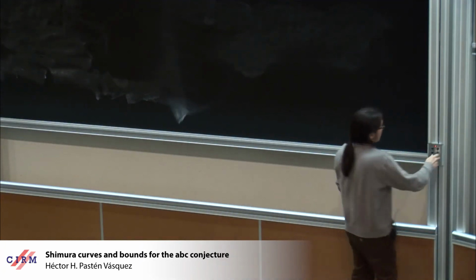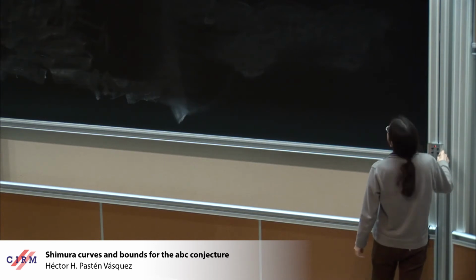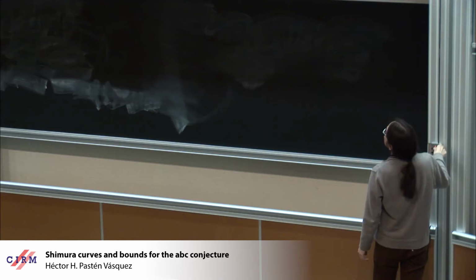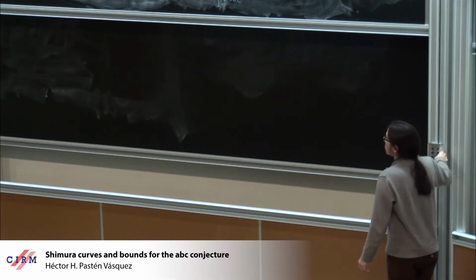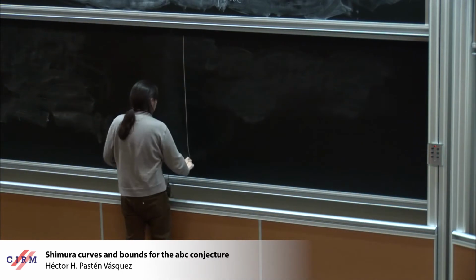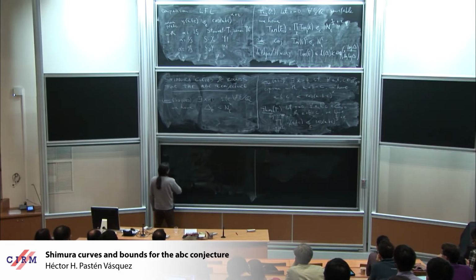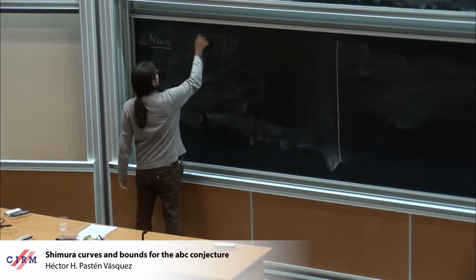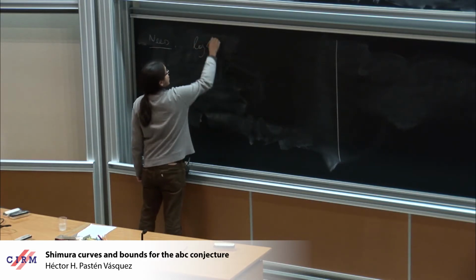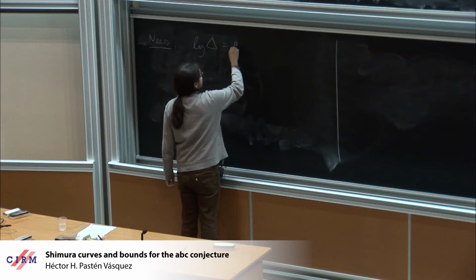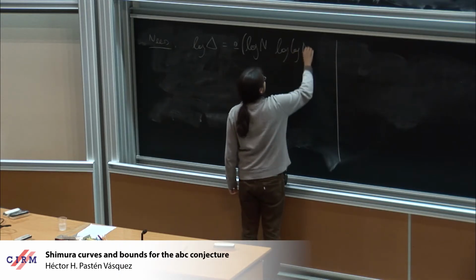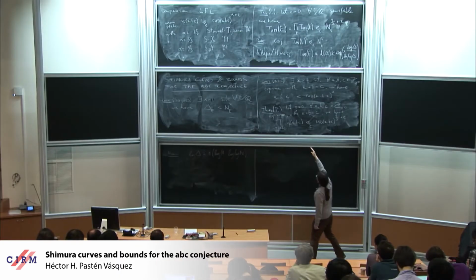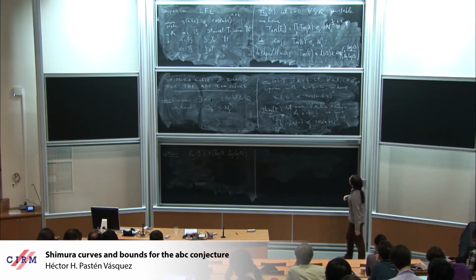Good, okay, this is complicated to manipulate. Okay, good. So what you will need is that log delta is little o of log n times log n. Okay, that will imply that conjecture on the size of Tamagawa factors.